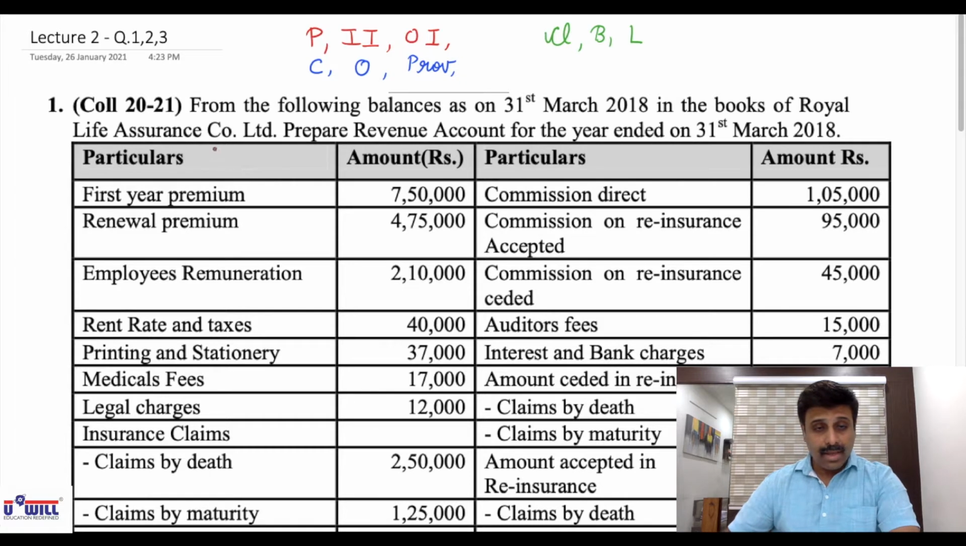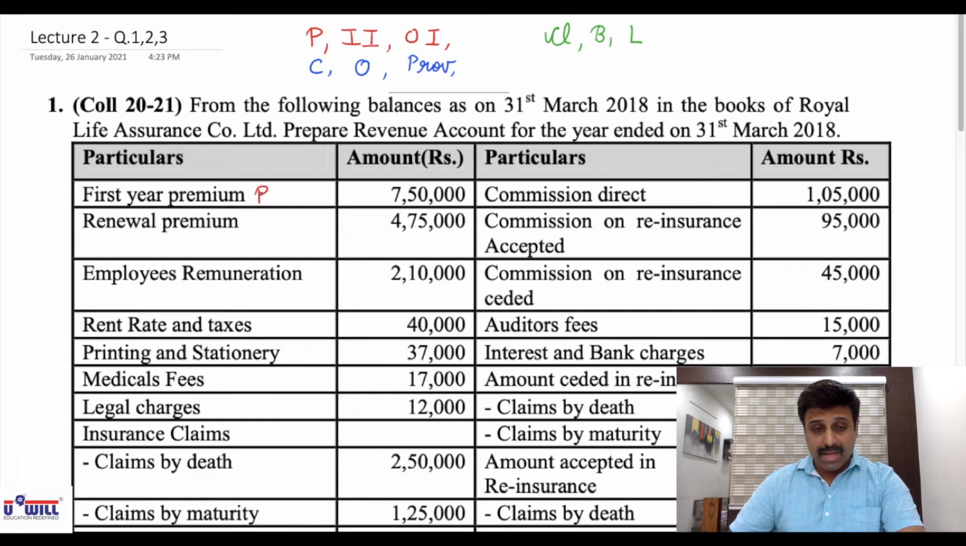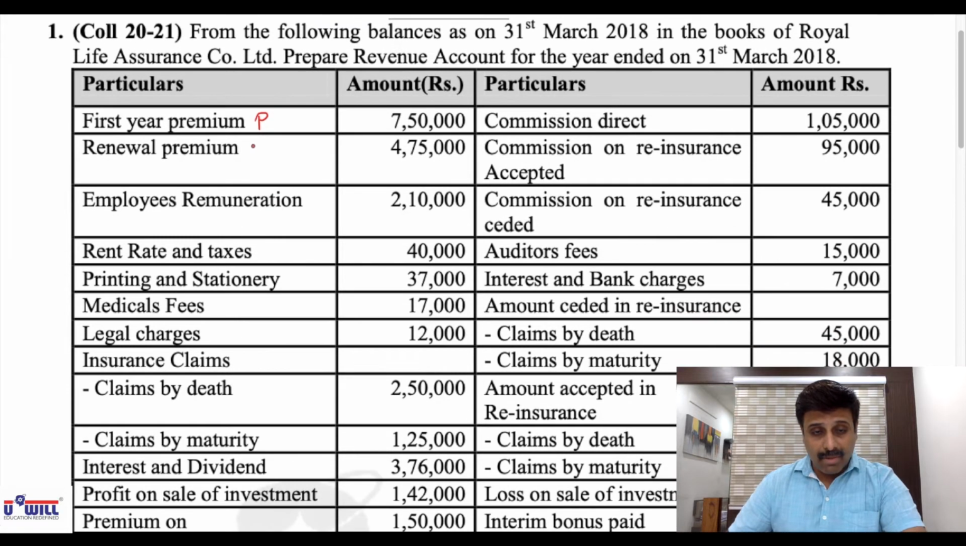From the following balances, as on 31st March 2018, in the books of Royal Life Insurance Company Limited, prepare a revenue account for the year ended on 31st March 2018. Now, first year's premium will come in premium income P. We have seen that premium is of 2 types, first year and renewal, and if all paid together, that is also considered a single premium. Renewal premium is also marked as premium income P.